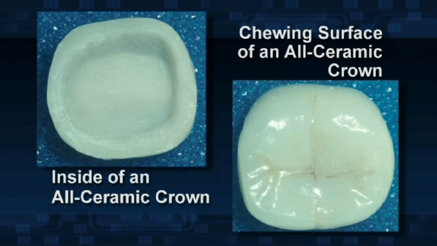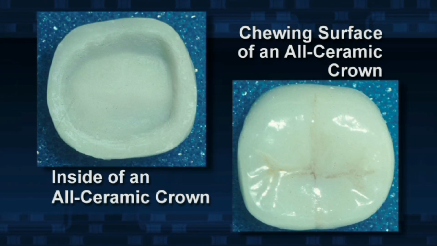All ceramic crowns comprise a significant portion of crowns placed around the world. Their strength characteristics range from moderately strong to as strong as a porcelain fused to metal crown, which is as strong as a tooth. They can be used on both front teeth and back teeth. Some types of all ceramic crowns have excellent aesthetic properties, among the best in dentistry.